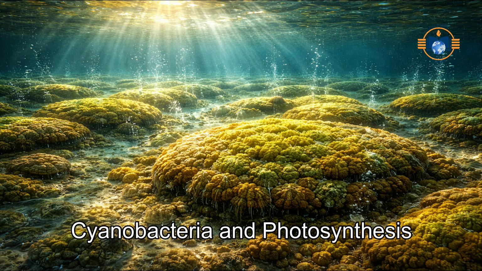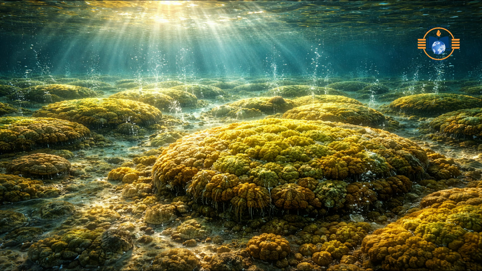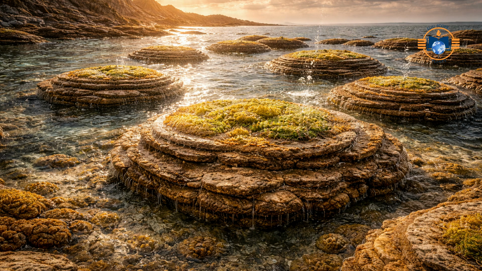Cyanobacteria and photosynthesis. Among the most important life forms of the Archean Eon were cyanobacteria. These microorganisms developed the ability to carry out photosynthesis, using sunlight to produce food. In the process, they released oxygen as a byproduct. Over time, cyanobacteria formed layered structures called stromatolites, which are among the oldest fossil evidence of life on Earth. Though oxygen levels were initially very low, this process slowly began changing Earth's atmosphere.